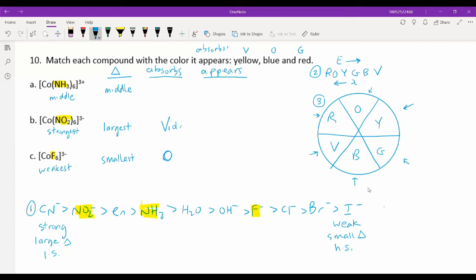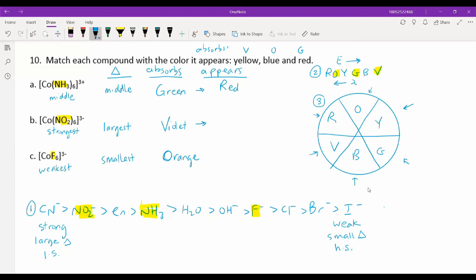So maybe I'll just write the whole word here. Therefore, green we would have in the middle between violet and orange. Right, so let me highlight these here. So then we can answer the question: if it's green absorbing, it appears red. And that's what we want.